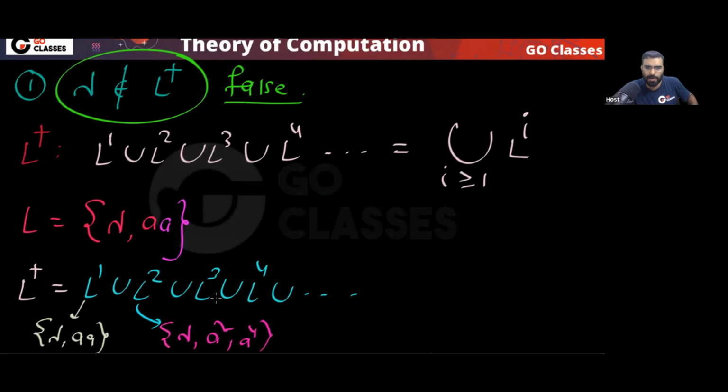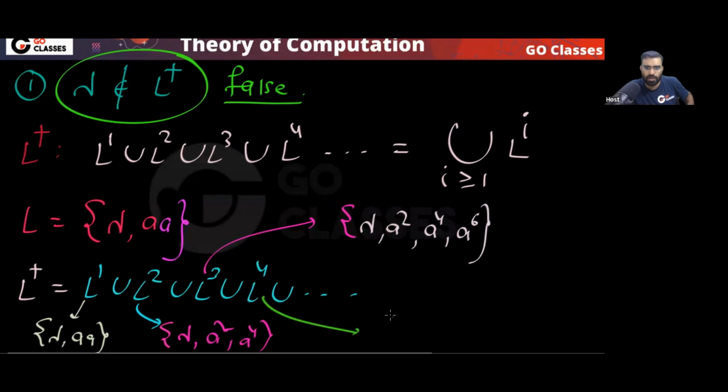Now tell me what L power 3 will be. Can anyone tell me? You can check it out. This will be lambda, a square, a power 4, a power 6. You can also do this yourself.